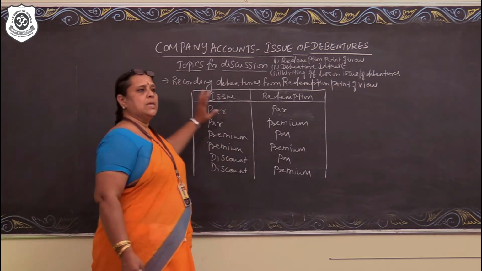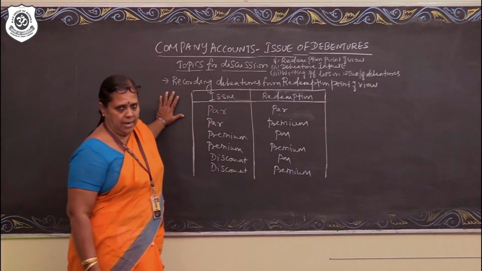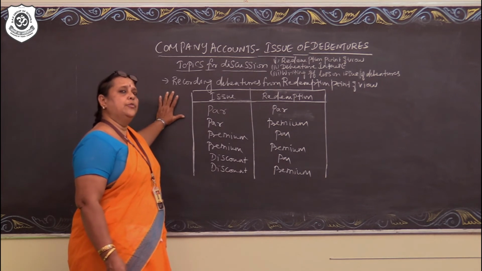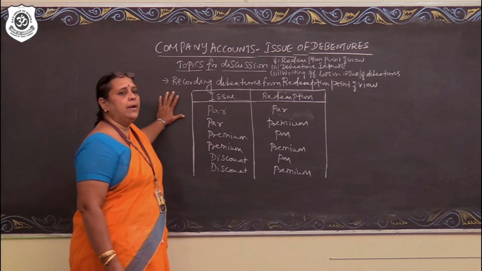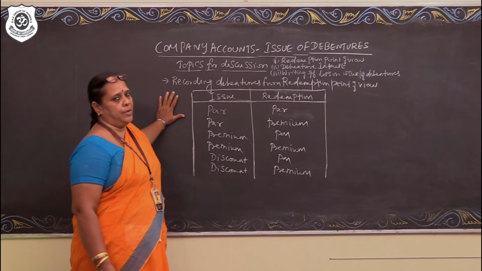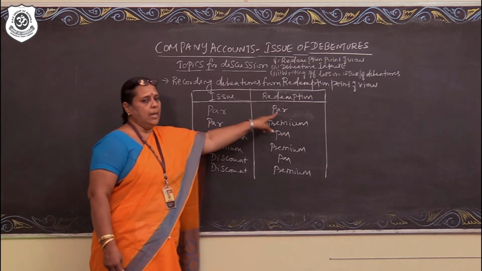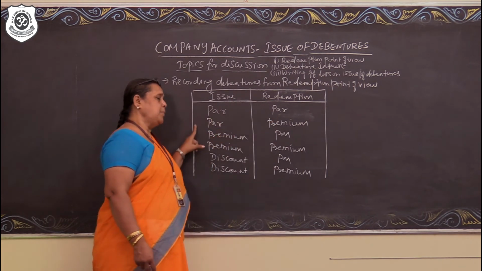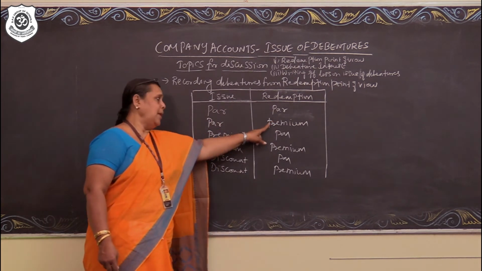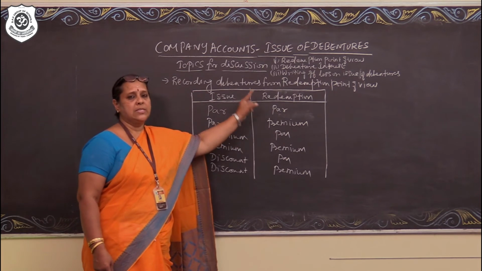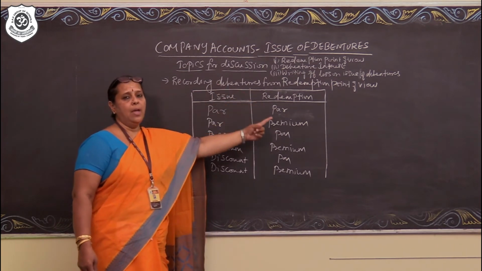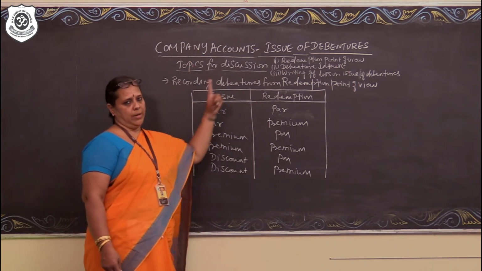Now, this concept involves only journal entries. We are going to discuss different cases and the entries at the time of issue of debentures. Debentures can be issued at par, redeemable at par. Debentures can be issued at par, redeemable at premium, which means the company will receive 100 rupees but repay 110 rupees or 120 rupees.